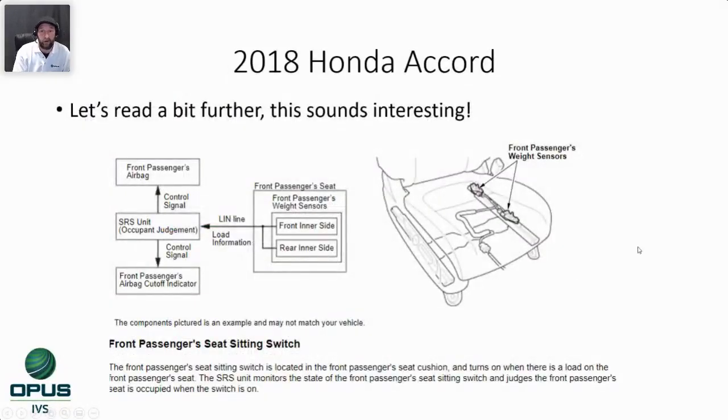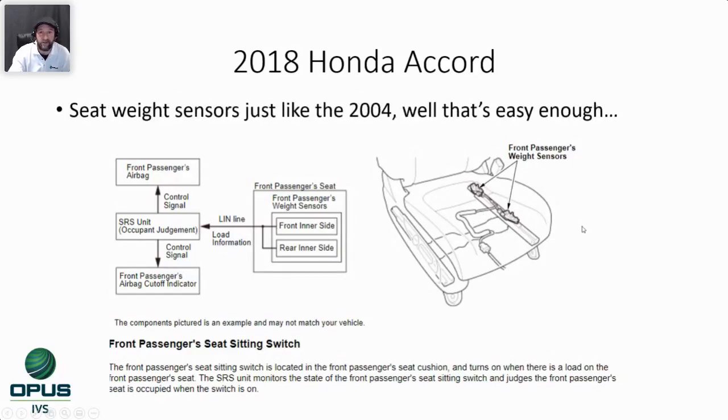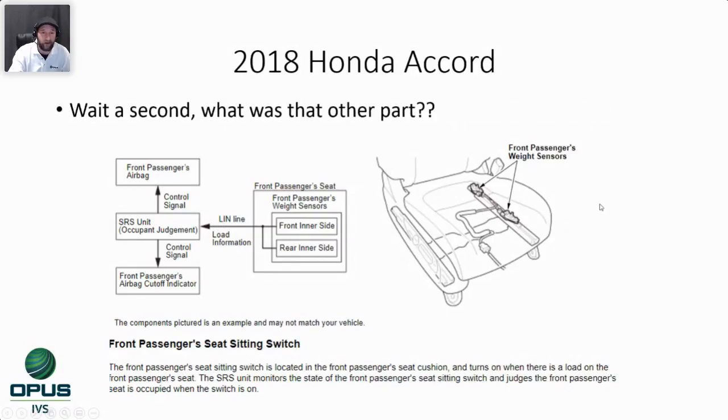So we read a little bit further, and then I came across something that sounds pretty interesting. It says, okay, we have a front passenger's airbag, SRS unit, which makes all of our occupant judgment. Our front passenger's airbag off indicator, and then we have our front inner side and rear inner side, 2 seat weight sensors and a LIN line. I like that. So seat weight sensors just like the 2004. Well, that's easy enough, right? We know how to do that testing. The only thing that we have different now is the LIN line. But what was that other part?